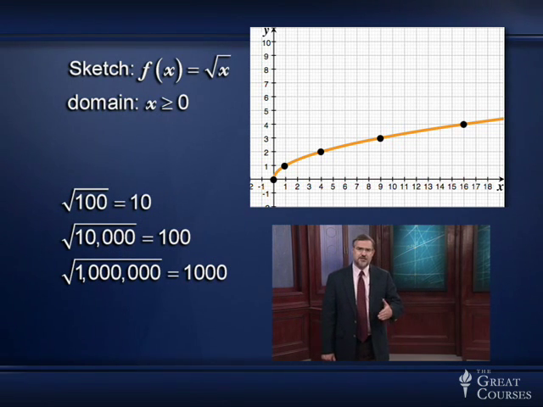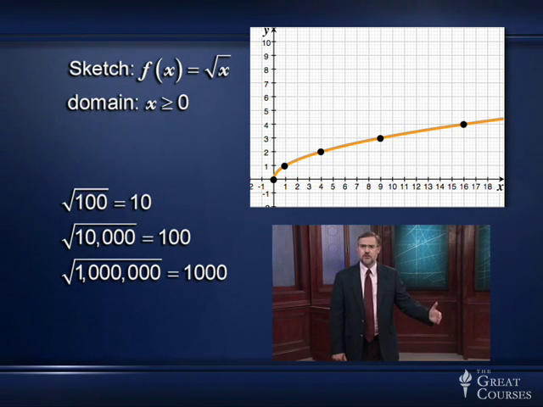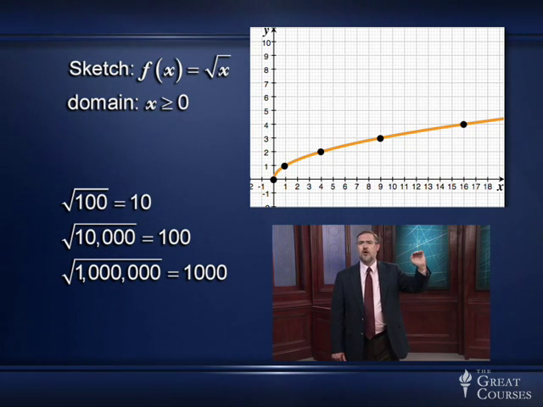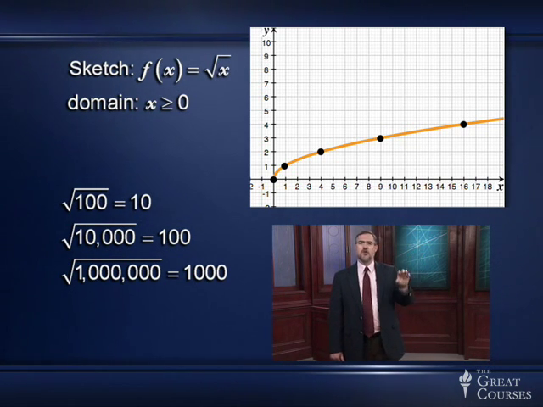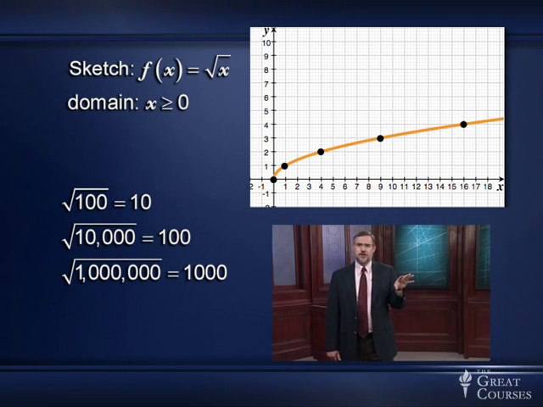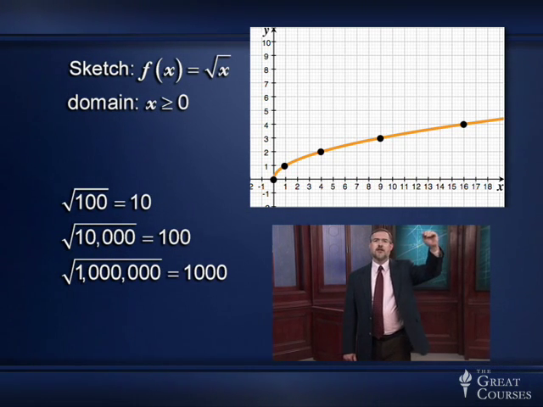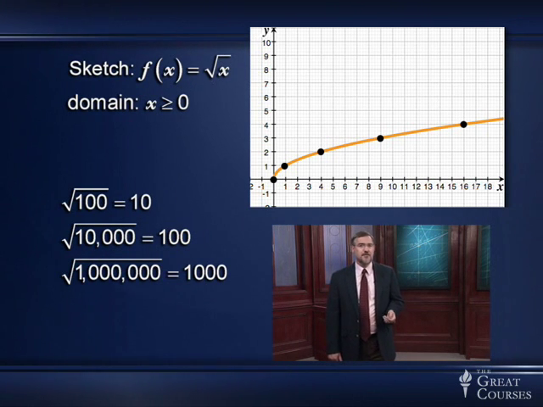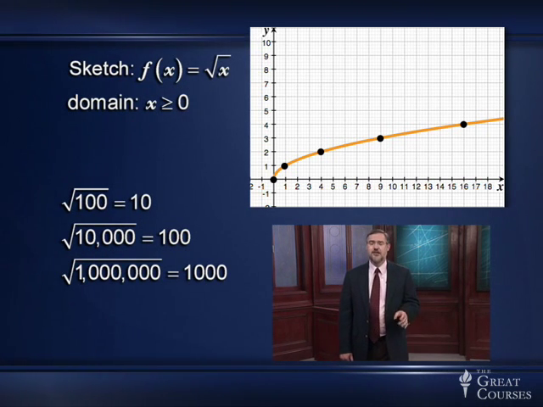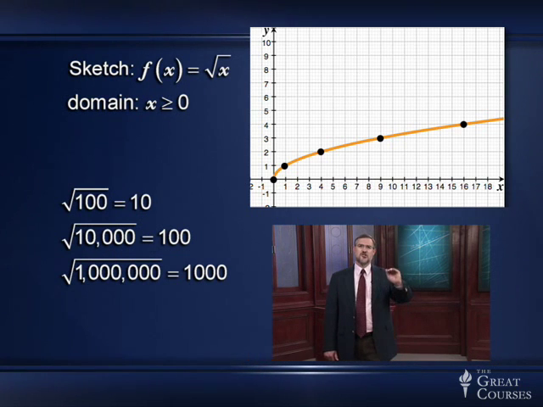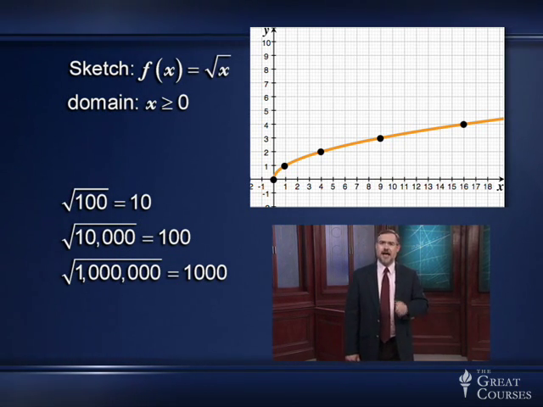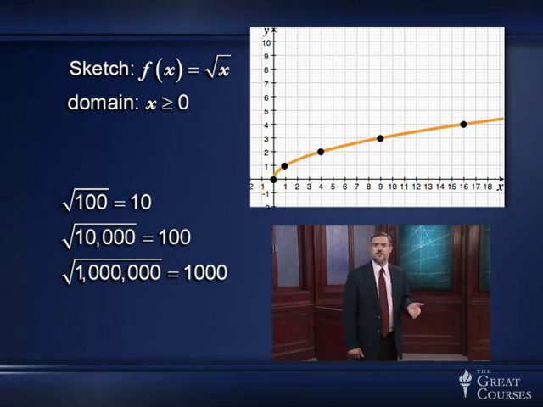So as my x value gets all the way up to 1 million, I do go up higher than I was going before, but I only go up to 1,000. So the y values are definitely getting bigger, and they're going to continue to get bigger as the x values get bigger, but they're not getting big very quickly. So I notice a very gentle sloping that occurs with that graph as it moves from left to right.